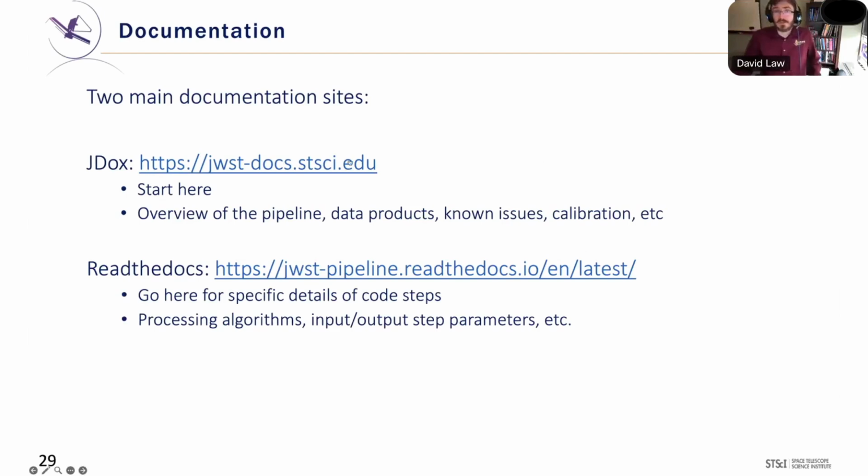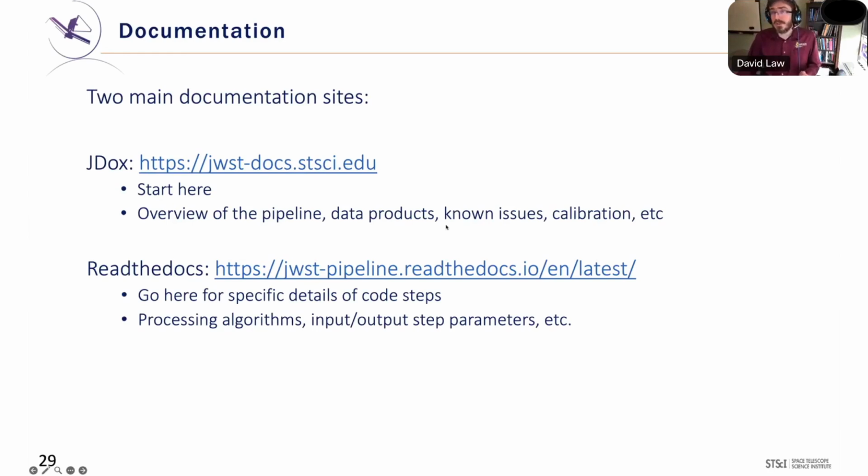As I just mentioned, JDocs is our main documentation site. Start there if you want to look up information. This provides you with both an overview of the pipeline. It has all the information on the data products that I've talked a little bit about today, talks about any known issues, calibration, etc. And I'll walk you through some of that in a moment.